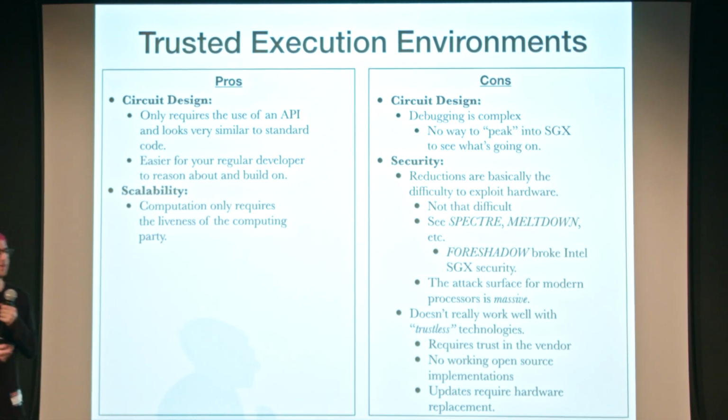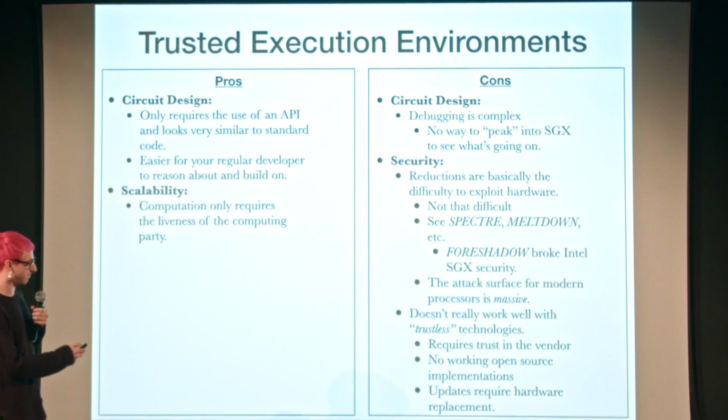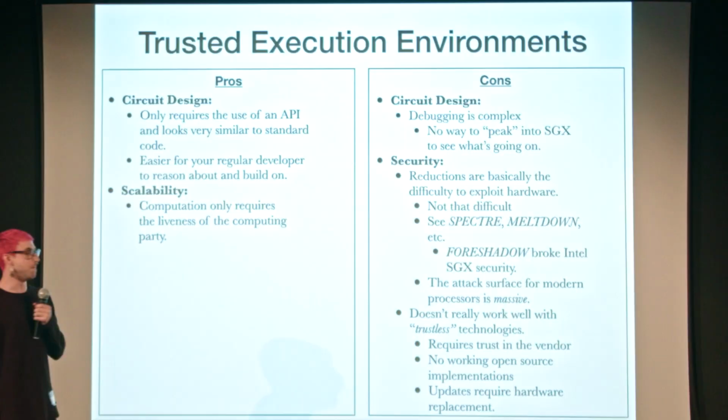Security. The reductions, if you can call them that, are basically the difficulty to exploit hardware, which, as we've seen in the case of Spectre, Meltdown, and especially Foreshadow, just aren't that secure. As much as everybody wants them to be secure, unfortunately, they just aren't.